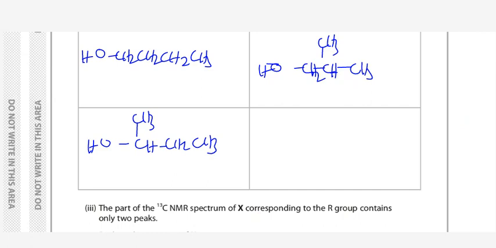And then you can draw a tertiary carbon, right? Tertiary alcohol. Primary alcohol, primary, this is secondary. You can draw 3 methyl groups. Tertiary alcohol.